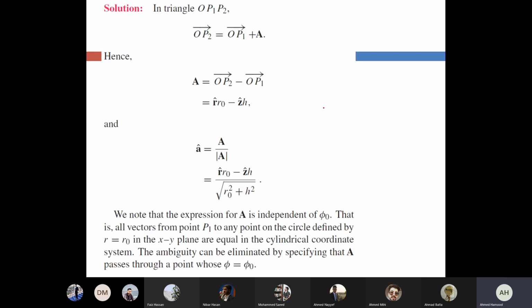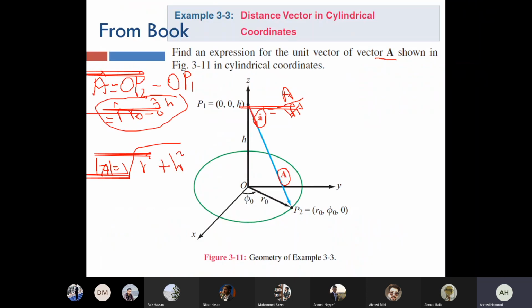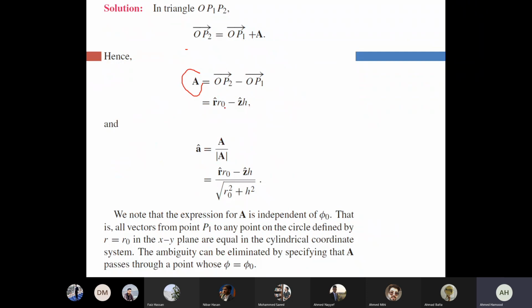Okay, you can see it here more clearly. So we have OP2 equal to OP1 plus A, or you can see A vector is equal to OP2 negative OP1. So in this case, we have R0 of the vector R negative H of the vector Z. Then we have the vector of A divided by the magnitude. The magnitude we have to find, isn't it? Which equals the root of R square plus H square. So this is for the cylindrical coordinates.